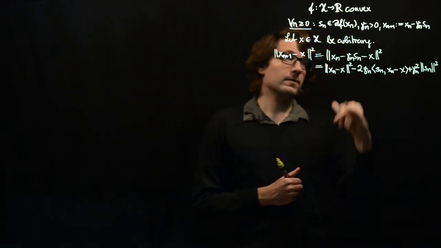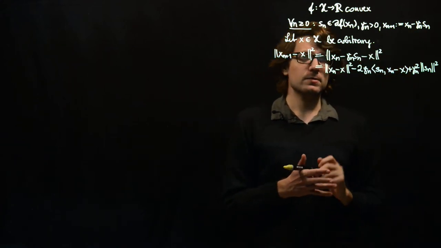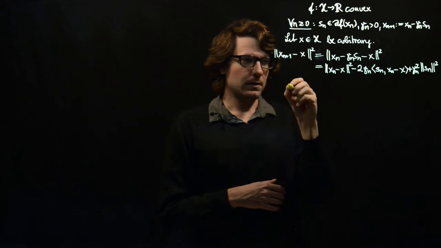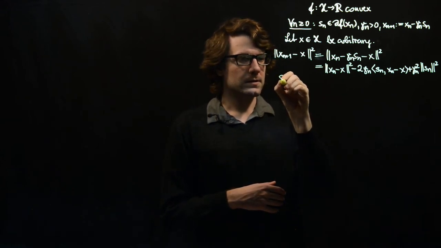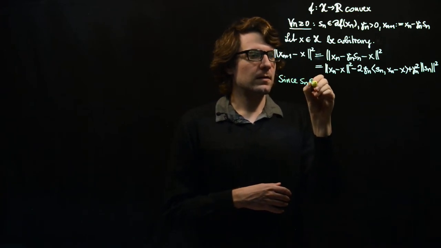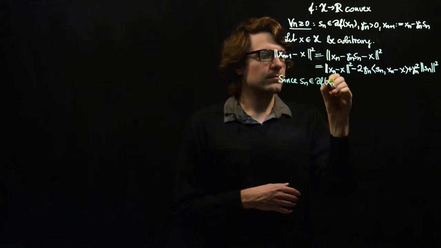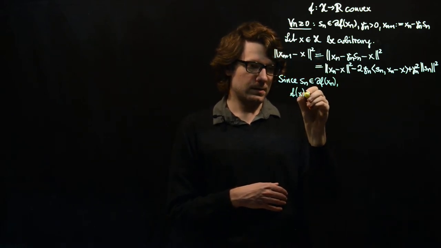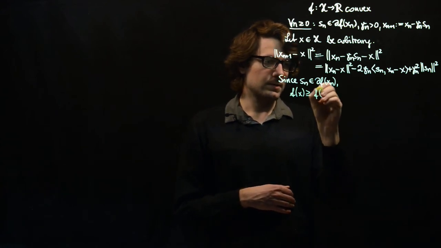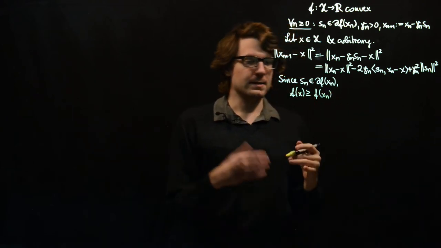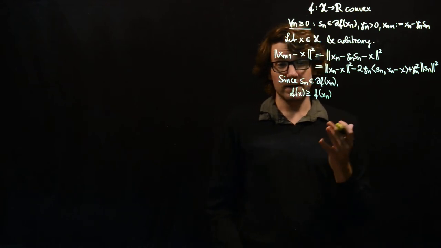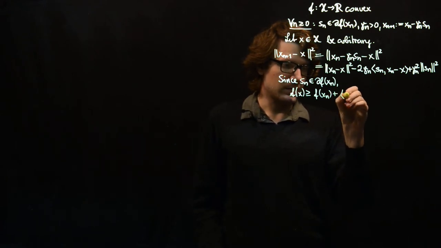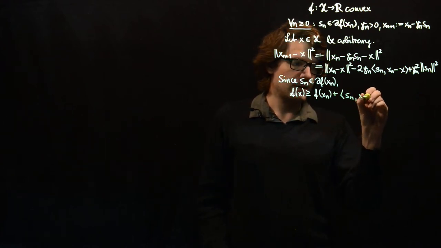So now we have used the definition of xn plus 1. What remains to be used is the fact that sn is a subgradient of f at xn. So since sn is in the subdifferential of f at xn, what do we have? We know x is arbitrary, so f of x is certainly greater or equal than this first order approximation at the point xn, where we use sn instead of where we usually would use the gradient of f at xn, because the gradient does not necessarily exist. So we have plus inner product of sn with x minus xn.